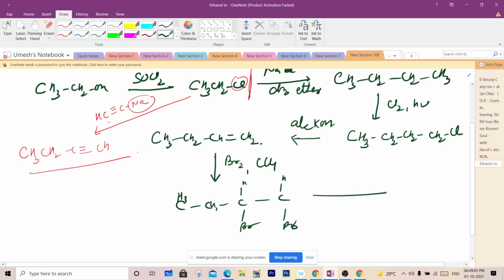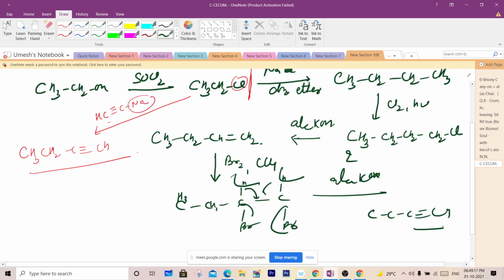And then you go for alcoholic KOH, 2 moles. The first time, HBr will go and a double bond is formed. Another time again, HBr will go and a triple bond will be formed. But you did not go through these two steps. This is a lengthy method, but you could do it.